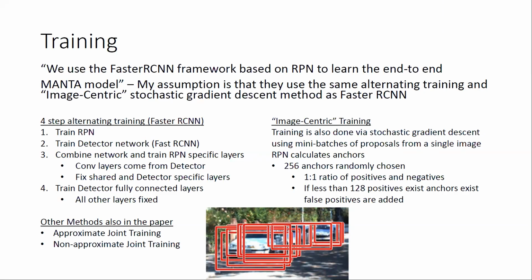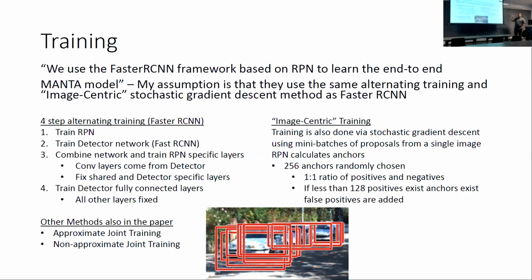But essentially, it's a four-step alternating training method. They train the region proposal network. They train the detector network, and then they combine them with the shared convolutional layers. Those come from the detector. They combine it and train the RPN specifically. They go through and train the rest of the detector's fully connected layers. They do this repeatedly and eventually get something that's workable.